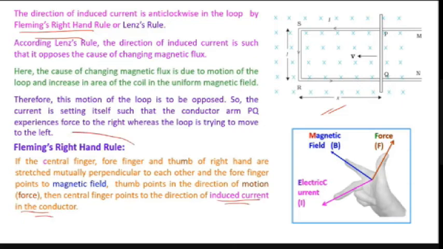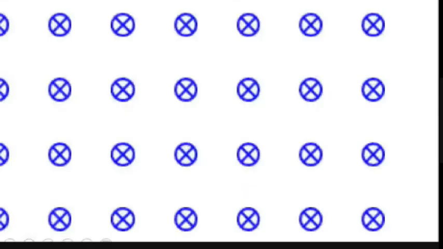So Fleming's right hand rule gives the direction of induced EMF. And it is this one. So we have a field here. Now this is the coil, and as I told earlier, as the coil moves towards the field, the area associated with the magnetic field increases. Therefore, there is a change in area, there is a change in flux, there is an induced EMF.